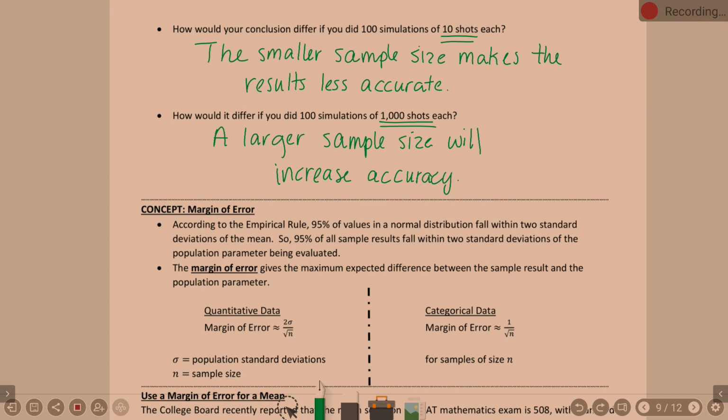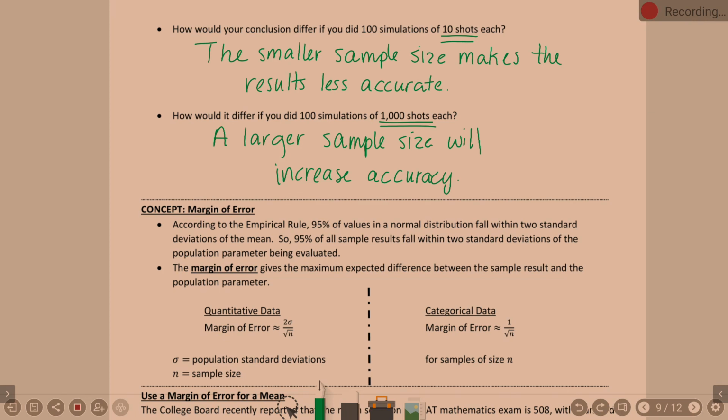Now, when we talk margin of error, you'll notice there are 2 formulas. One is for quantitative data, one is for categorical data. Quantitative data are the sets of information that are more number focused. With quantitative data, your margin of error formula is 2 sigma over the square root of n. Remember, sigma is your standard deviation symbol, and n is the new part, your sample size. I'll give you a hint: if they give you the standard deviation, you're probably using this formula.